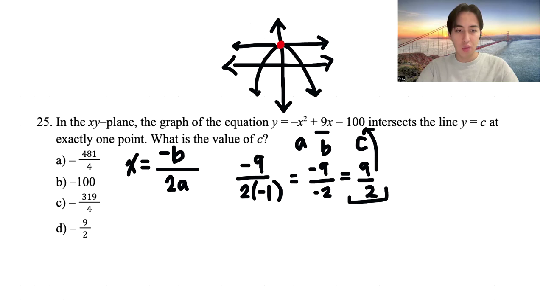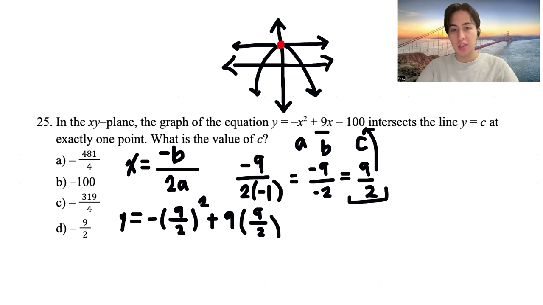So you have y equals -(9 over 2) squared plus 9 times 9 over 2 minus 100. You can just plug this into your calculator and it'll give you your answer. But just in case you can't do that, let's work it out.